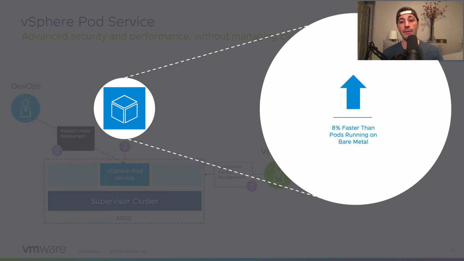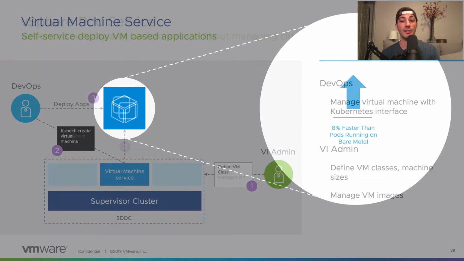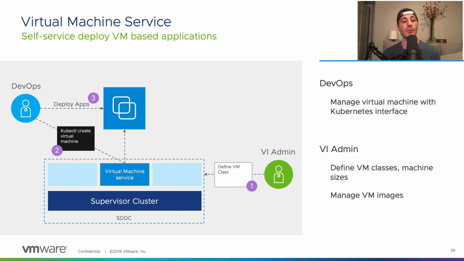As we had mentioned, we say that we can get up to 8% better performance than running just on bare metal alone. And then you've got the virtual machine service. So it's the same exact way as a user can go deploy Tanzu Kubernetes grid clusters. They can deploy vSphere pod services, but they can also deploy virtual machines directly from this. So it's a really cool, unique aspect of giving developers the control to go and deploy virtual machines just as they would do with pods. So if they need a virtual machine for any sort of purpose, they can do that as well. And as a virtual infrastructure admin, I could define exactly what those images are, what the classes look like, resources, everything like that.